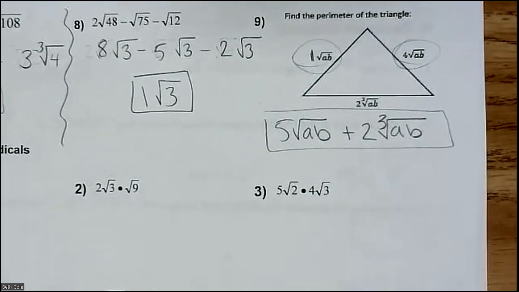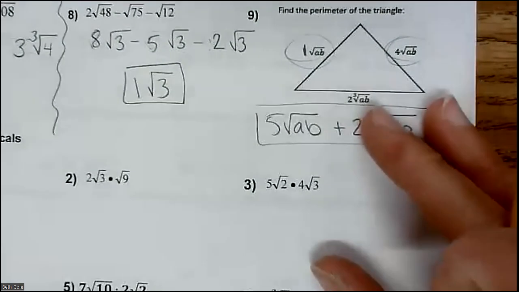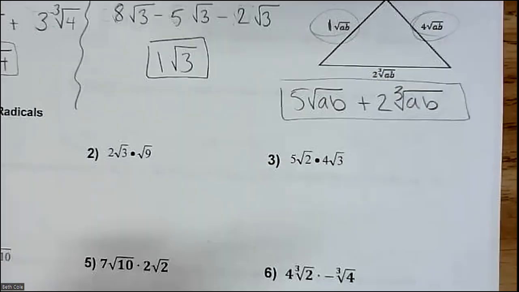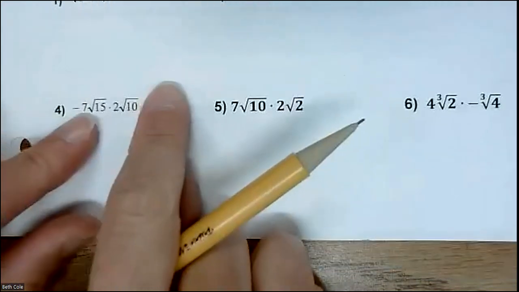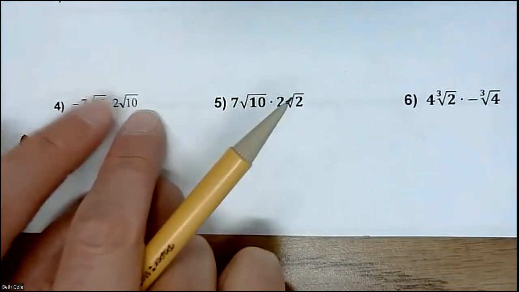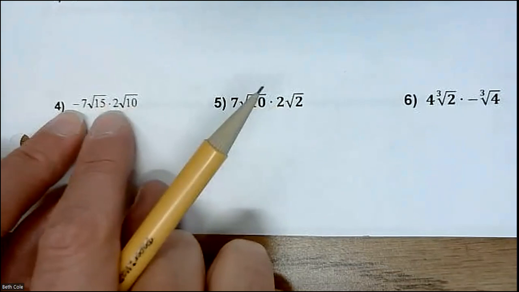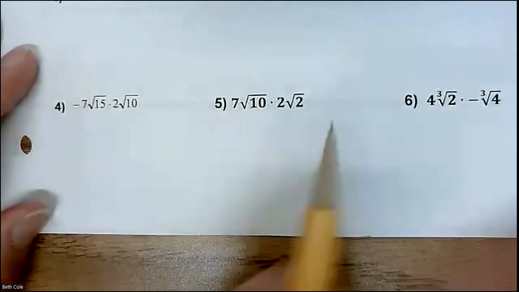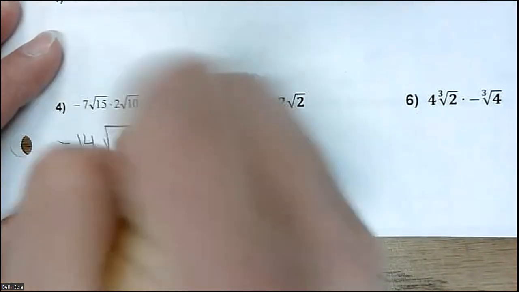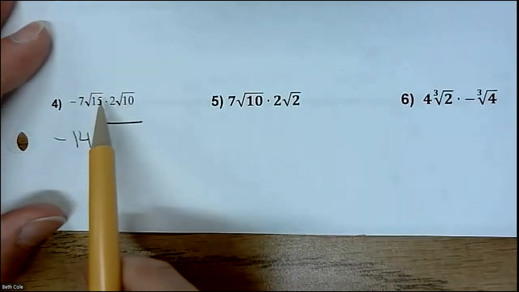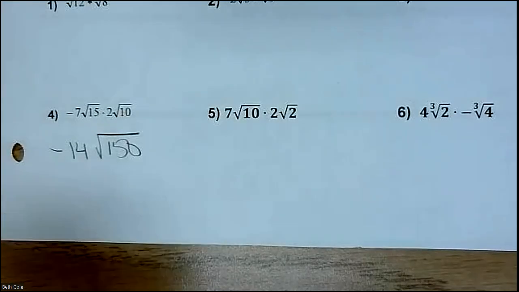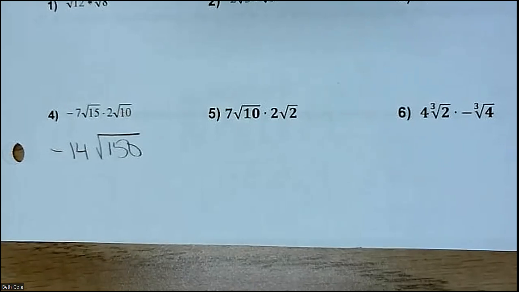All right, and then this is multiplying. I'm just gonna pick a couple of these. Let's do number 4. You're gonna multiply the parts outside and multiply the parts inside. So just do the outside. -7 times 2 will be -14. Beautiful. And then the insides, 15 times 10 is 150. Are we okay to there? Okay. Multiply outsides, multiply insides.